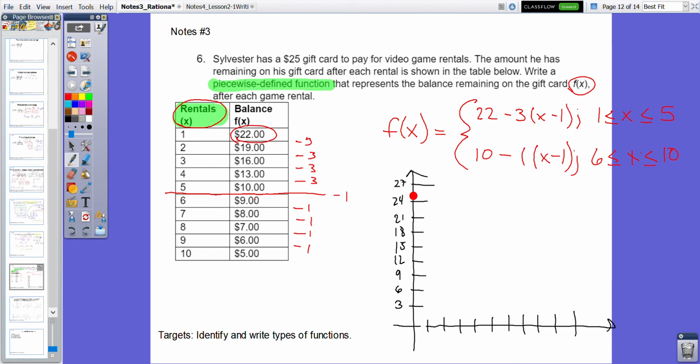Okay. After his first rental, he goes down to 22, which is just below 21, just like that. Same thing goes for 19. 19 is just below right here. Okay, and then for his third rental, he goes down to 16. And then for his fourth rental, he goes down to 13. And then his fifth rental goes down to 10.